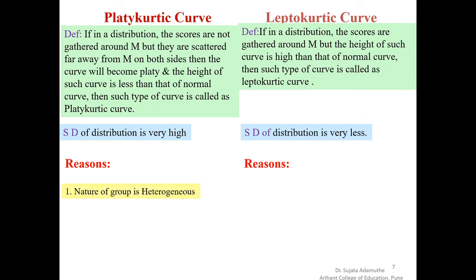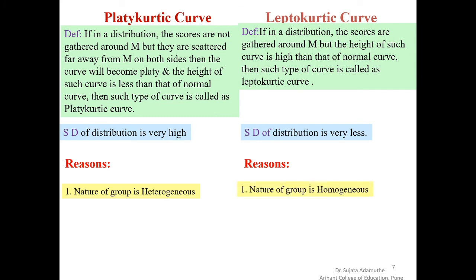See here, if the nature of the group is heterogeneous, that means all types of students are there. They have not been distributed normally. That means any kind of student ability is there. Some students have lower ability, some students have the highest ability, middle level, average. All types of students are there. Then the nature of the group we can call heterogeneous, and automatically the curve will come platykurtic. That means they will be distributed all over the group.